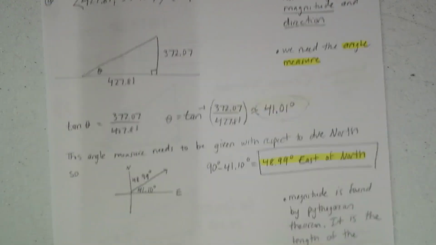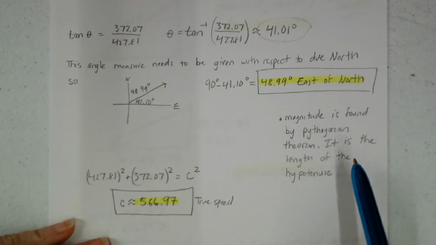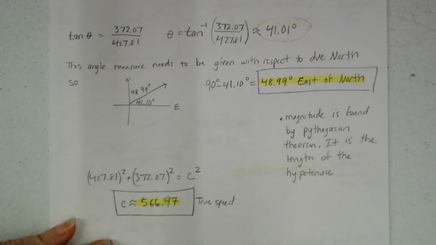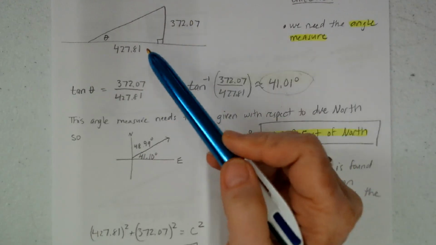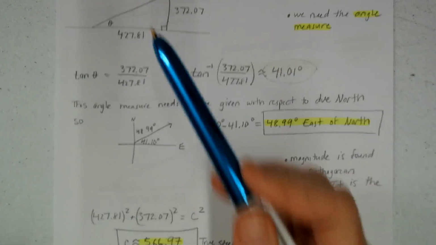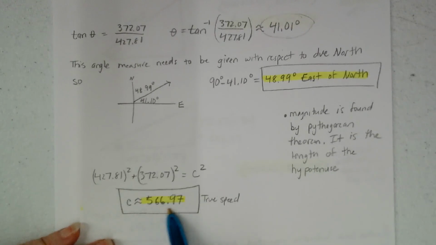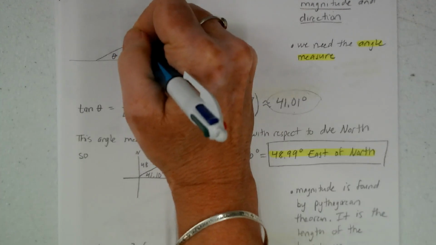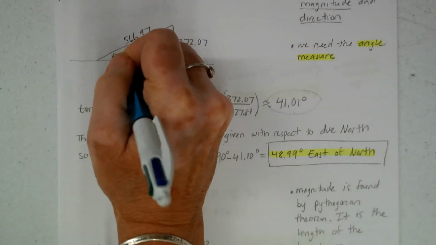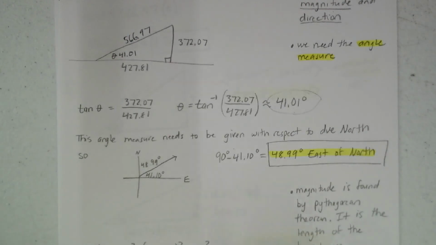Okay, now I didn't give the magnitude yet, so I can just use the Pythagorean theorem. You can pause this video too if I'm going too fast. So I'm just going to take the sides of my triangle, like a squared plus b squared equals c squared. That's what I did here. And I found the true speed was 566.97, and this was 41.01. Okay, that's the answer for letter A.